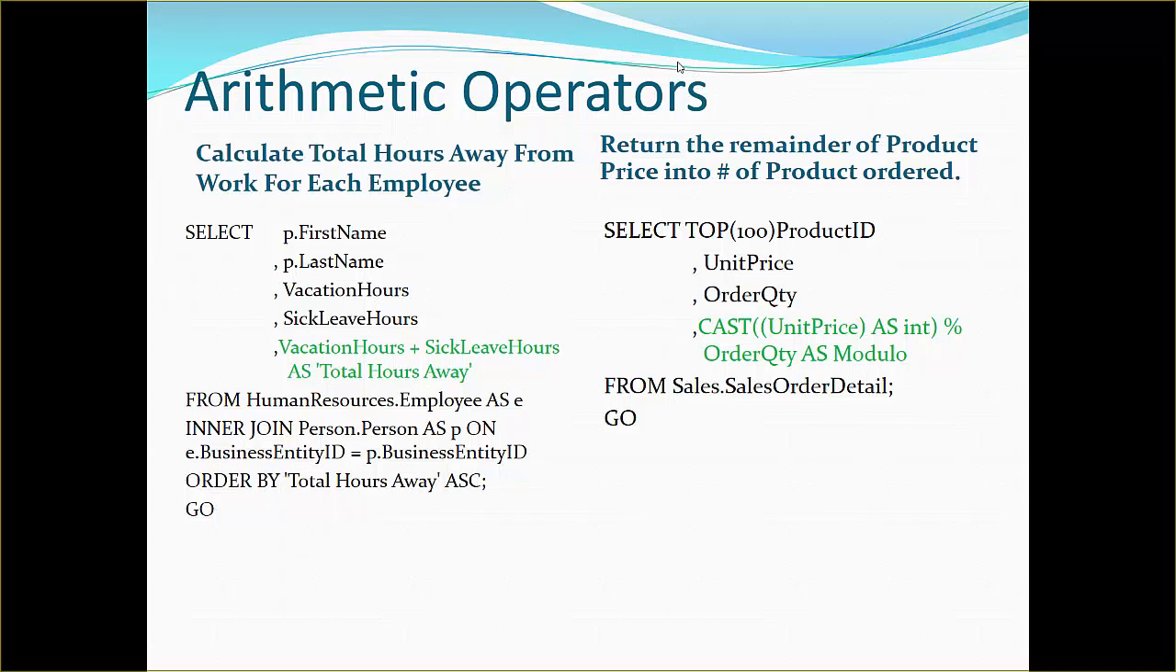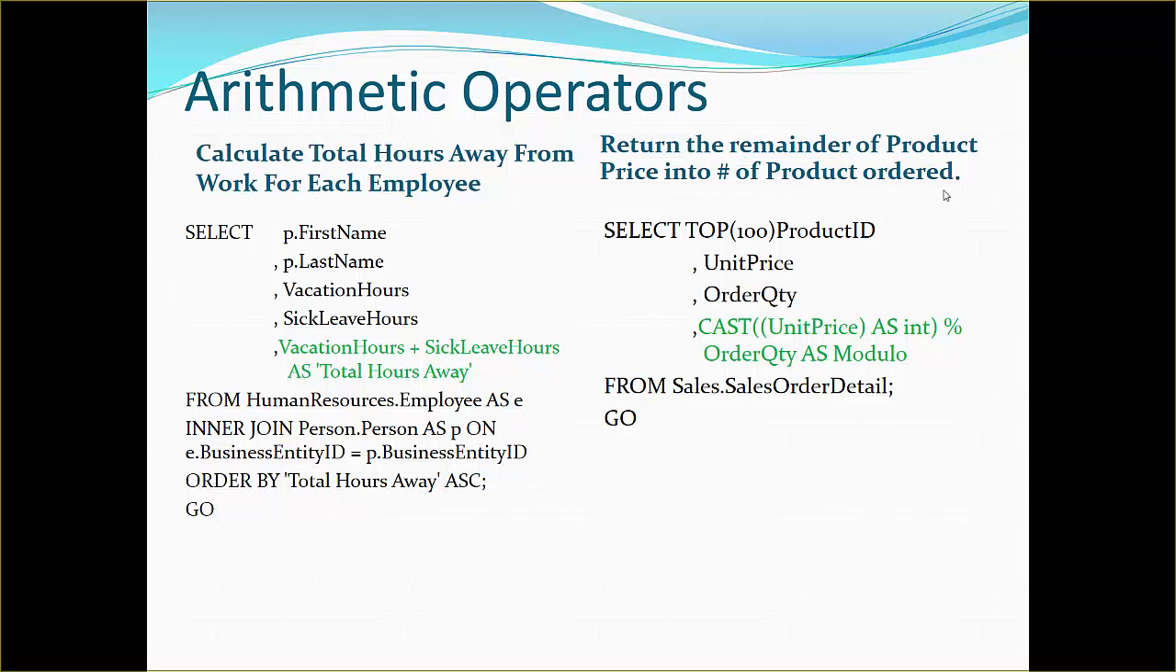If the business rule says that the total hours away is the vacation hours multiplied by 2, then all you need to do is use the multiplication arithmetic operator. So just understand that any operator you are going to use will depend on what the business rule says it is. Okay, so let's look at another example, the one that says return the remainder of product price divided by the number of products ordered.